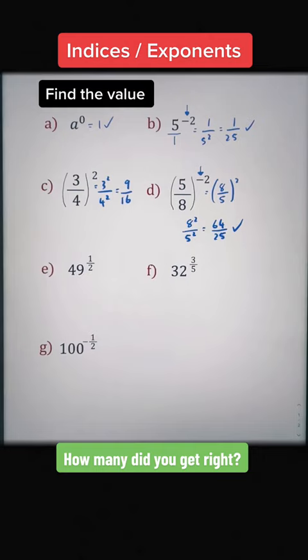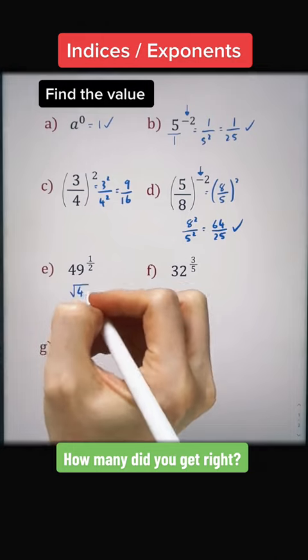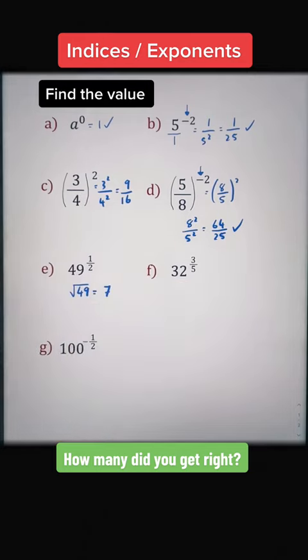For part E, a power of a half means the square root. Hence, we're going to do the square root of 49, which gives us 7. For question F, we have 32 to the power 3/5.